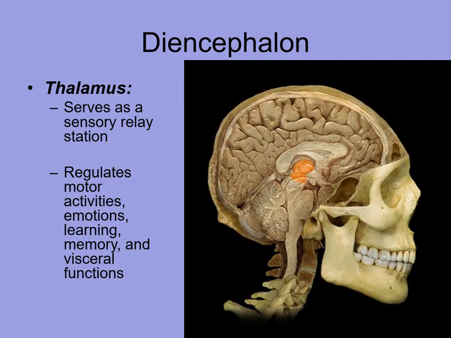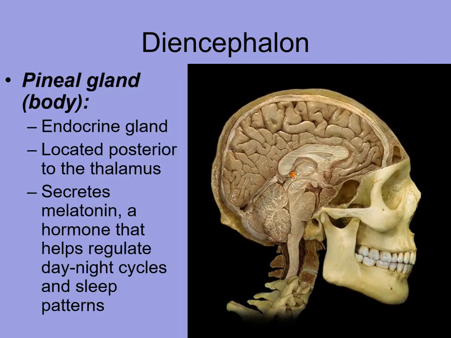The diencephalon has several different components, or subgroups, within it. But first, the thalamus. The thalamus, as is highlighted here, serves as basically a relay station. A lot of nerves will pass through here. Sensory nerves will pass through. It's going to help regulate a lot of various motor activities, emotions once again, memory, learning, things like that.